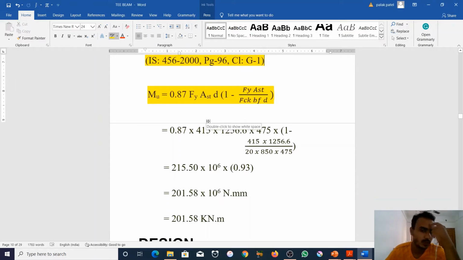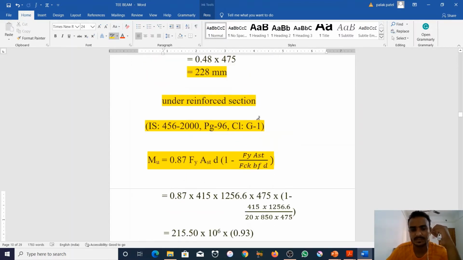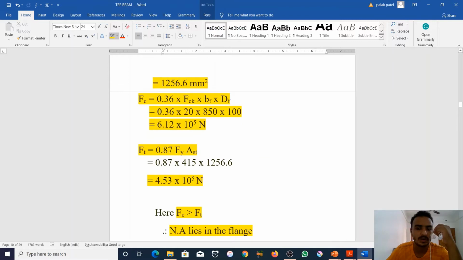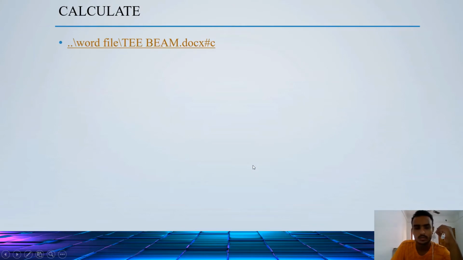Fy is 415, capital AST is 1256.6, effective depth is 475 into 1 minus Fy 415, capital AST 1256.6, FCK 20, BF 850 and D is 475. By the calculation, we got the value 201.58 kilonewton into meter. So this is the moment of resistance of the beam. Our example is complete here.